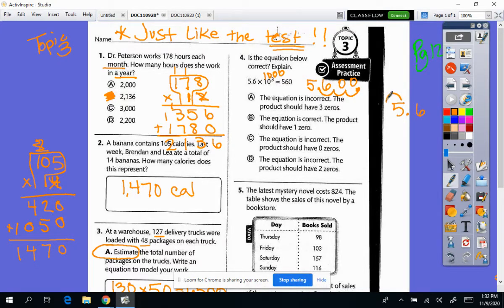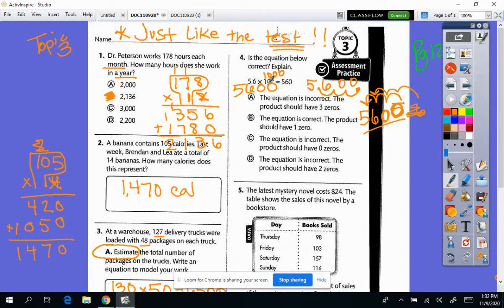So this would go 1, 2, 3. The 5 would be here. And this would move 3 places as well. 1, 2, 3. And I would fill these in with zeros. And so I would get the same number, 5,600.